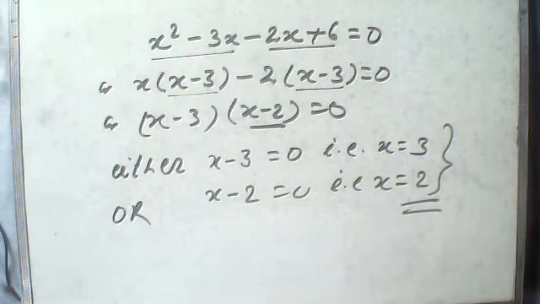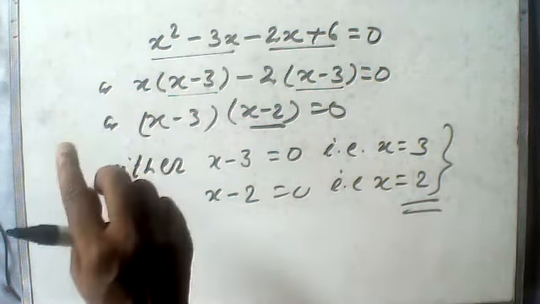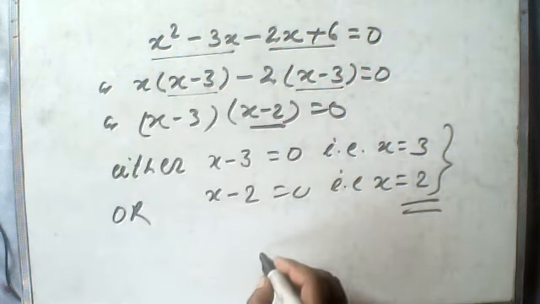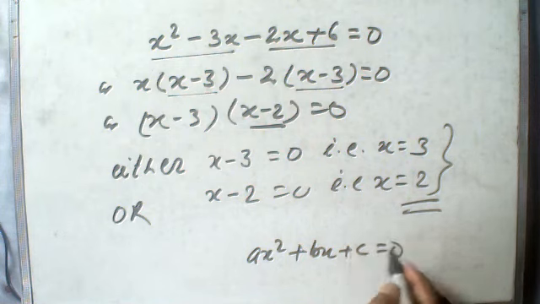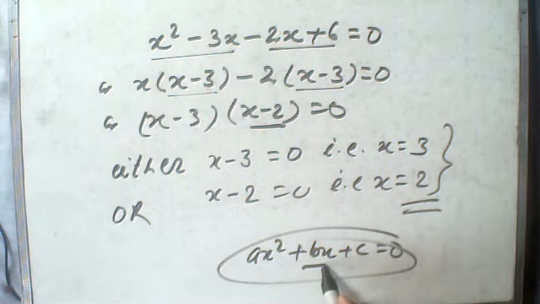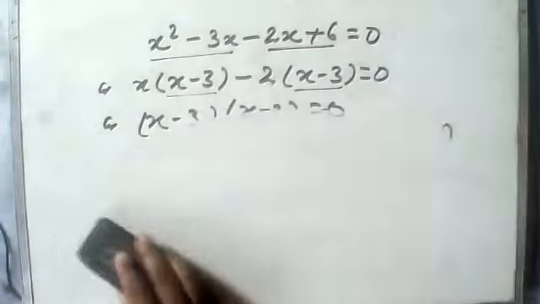So we need to simplify the polynomials till we get into the form of ax squared plus bx plus c is equal to 0, and then we split the middle term, get the factors, and then solve using the zero factor property. This is the last question. I hope you have understood this.